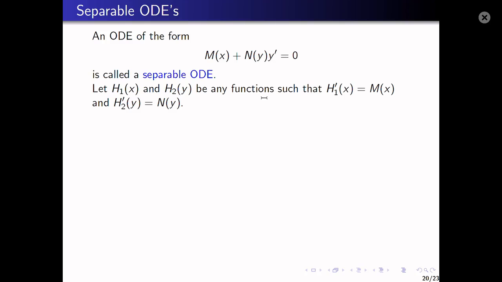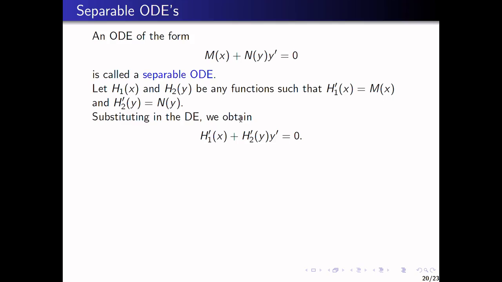So we assume that m(x) and n(y) are nice functions. Let us say they are continuous functions. So let h1(x) and h2(y) be functions such that the derivative of h1 is m(x) and the derivative of h2 is n(y). These m and n are nice functions, so there are functions h1 and h2 whose derivatives are m and n respectively. These are the assumptions that we make on this ordinary differential equation. Then it is quite easy to solve this differential equation.